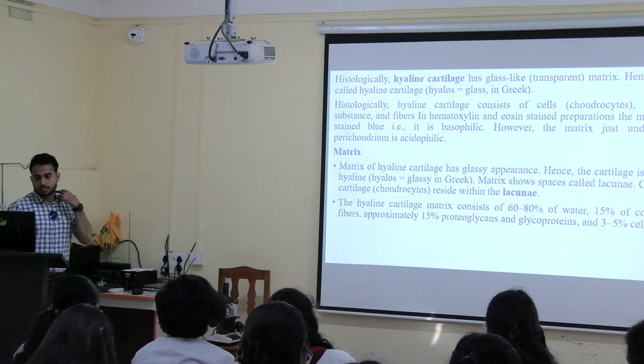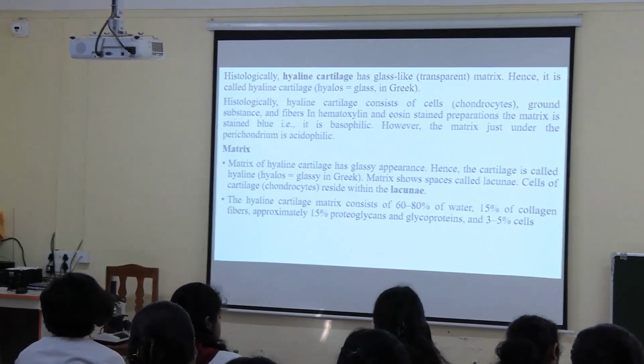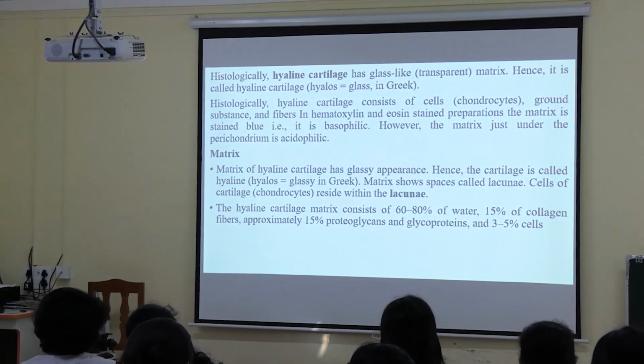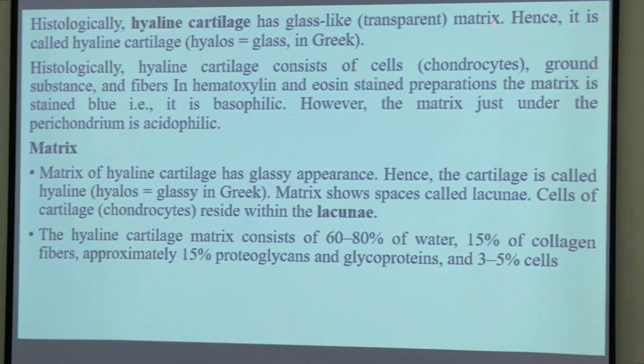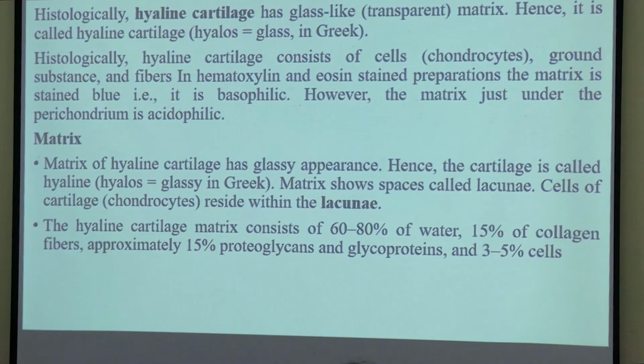First we'll start with the hyaline cartilage. In hyaline cartilage, it is a glass-like transparent matrix. Hence, it is called hyaline cartilage. Why is it called that? Because if you see hyaline cartilage under the microscope, the matrix is glass-like and transparent. That's why it is called hyaline. The meaning of hyalos is glass in Greek.